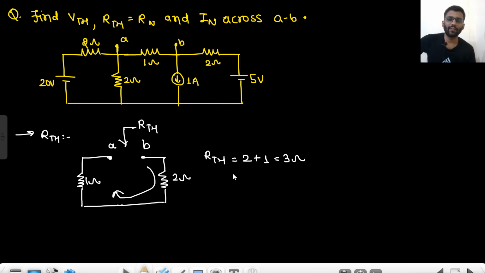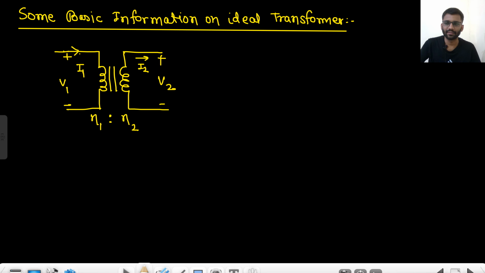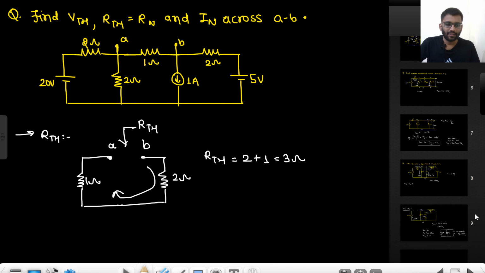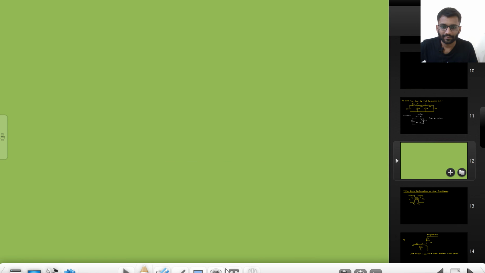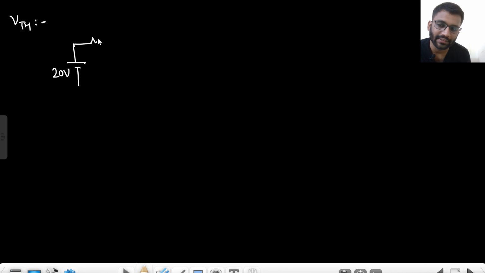Okay. Now what we will find? We will find VTH. Let's just find VTH. Again, I need to add a page. What is VTH? VTH is the open circuit voltage. So here I have a 20 volt battery. I will not do anything with that because I am finding VTH this time.